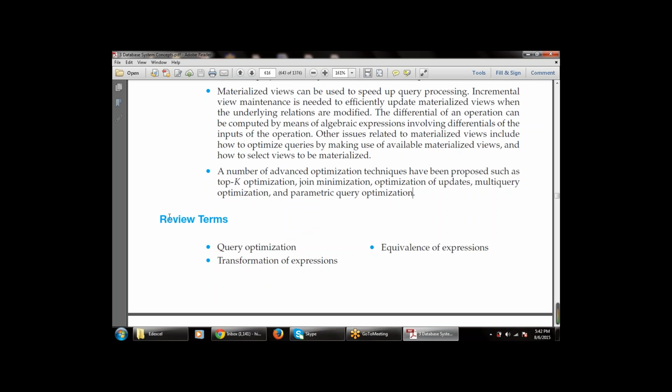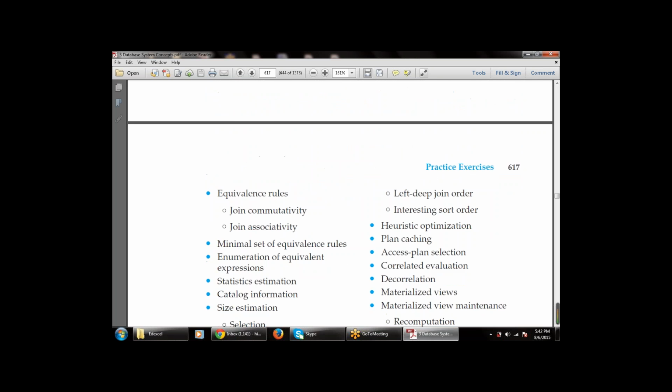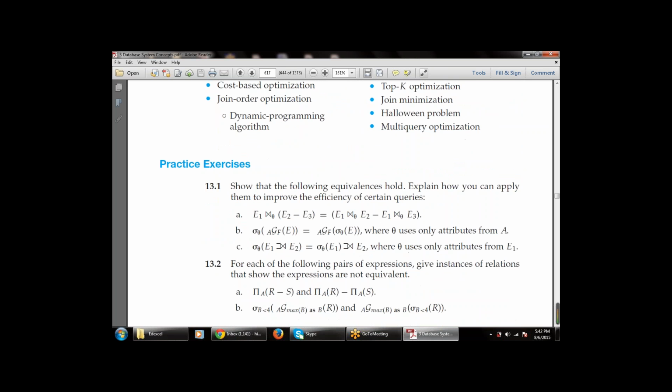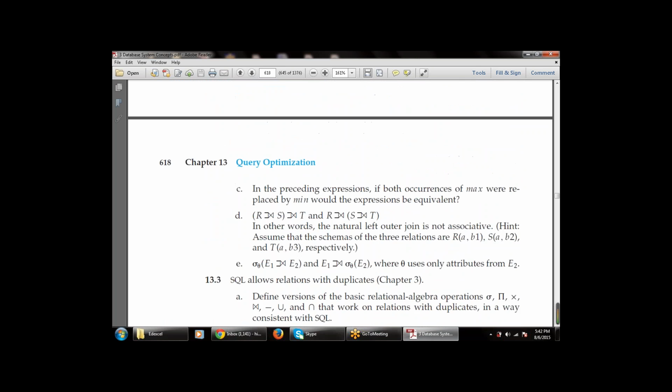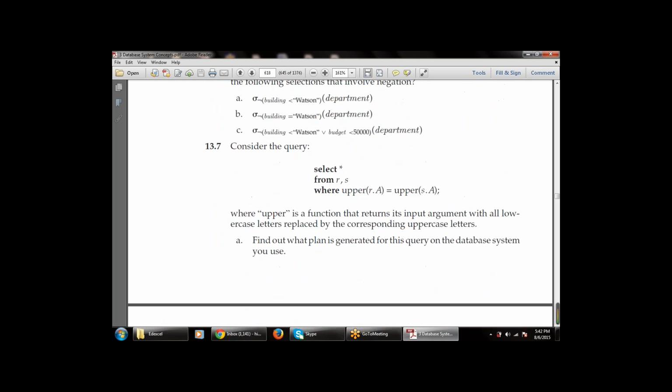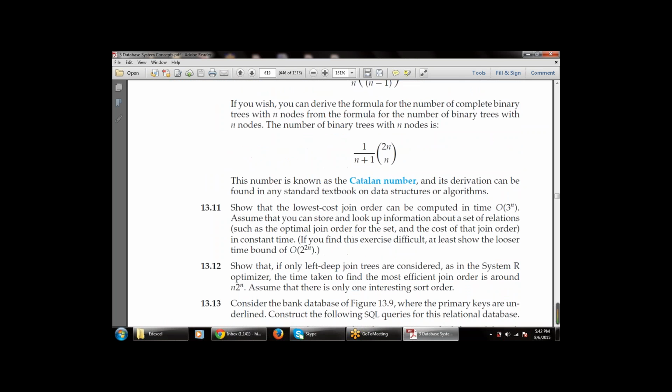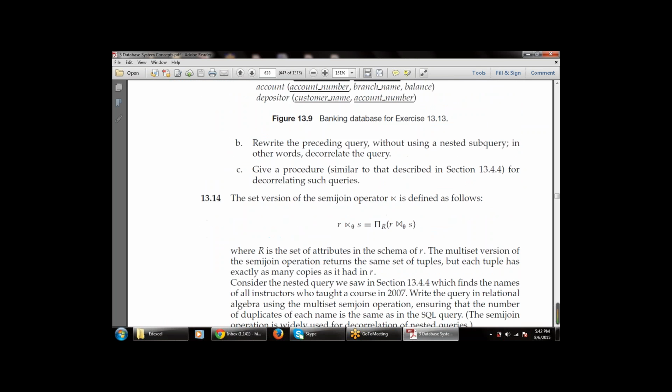And these are the review terms: query optimization, transformation of expressions, equivalence, and so on. And these are the practice exercises of this chapter. These are the multiple questions.